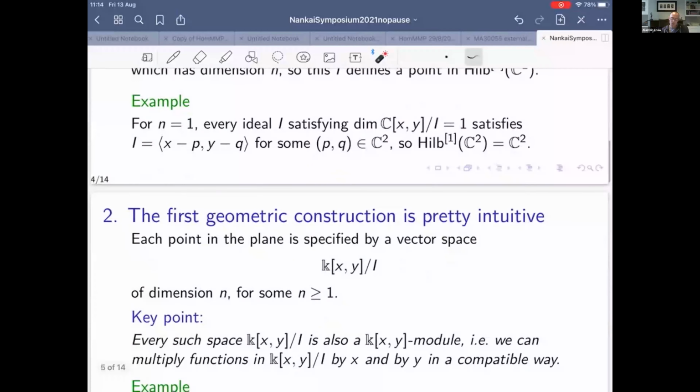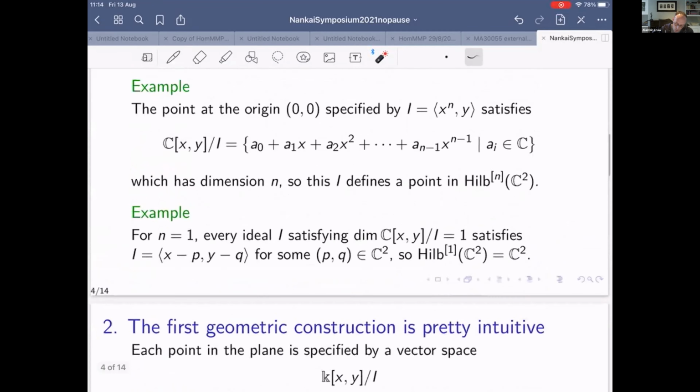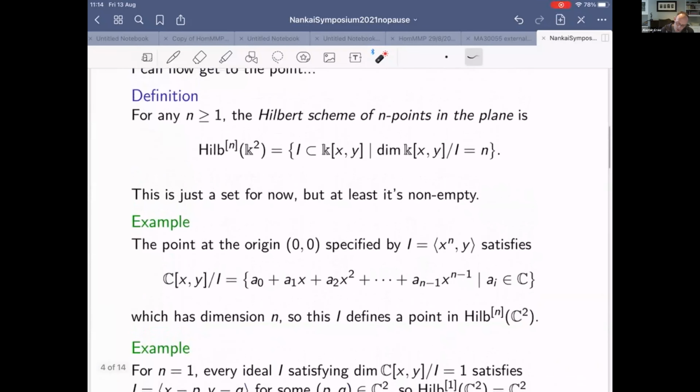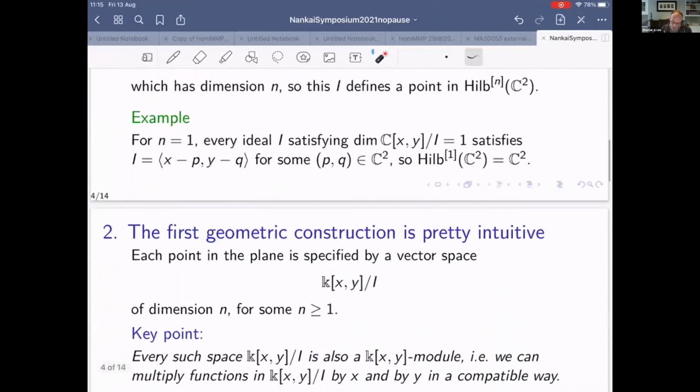So now I want to define this Hilbert scheme as an algebraic variety. And I reckon the first geometric construction, once you've taken on board that we are trying to parameterize things that look like this, and that's why I've spent a bit of time discussing that. Once you've taken that on board, I think the construction is actually really quite intuitive. So that's what I'm going to try and convince you of now.